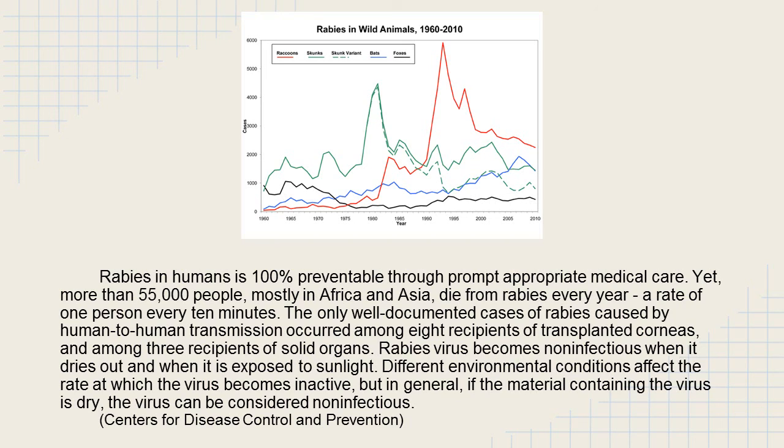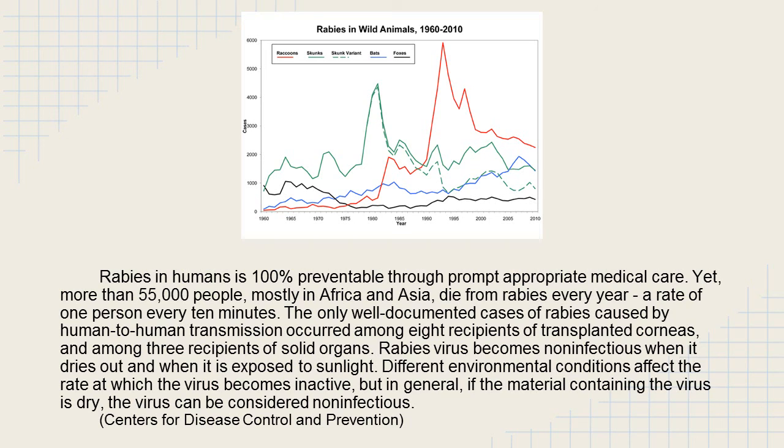In conclusion, it's important to remember that rabies in humans is 100% preventable through prompt, appropriate medical care. Yet, more than 55,000 people, mostly in Africa and Asia, die from rabies every year, a rate of 1 person every 10 minutes. The only well-documented cases of rabies caused by human-to-human transmission occurred among 8 recipients of transplanted corneas and among 3 recipients of solid organs.